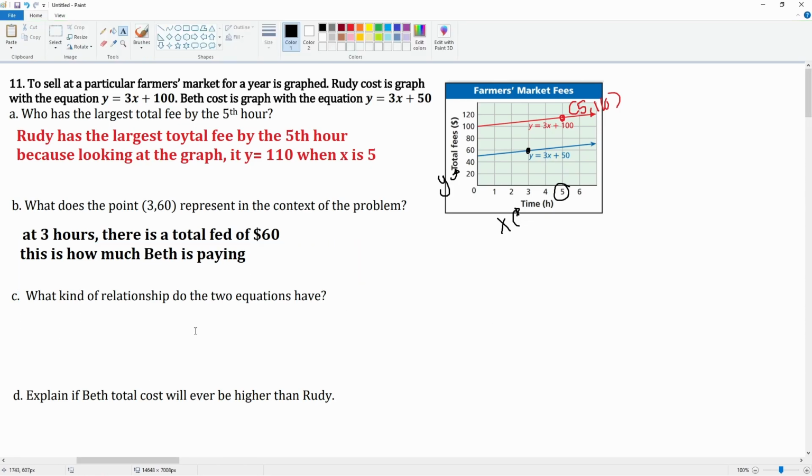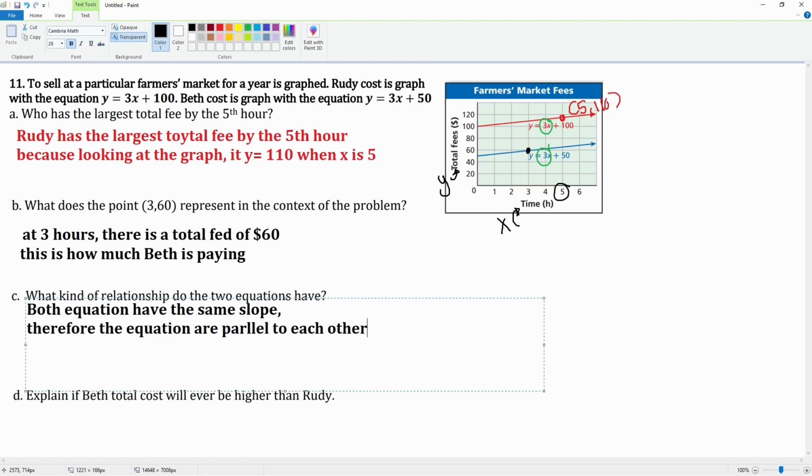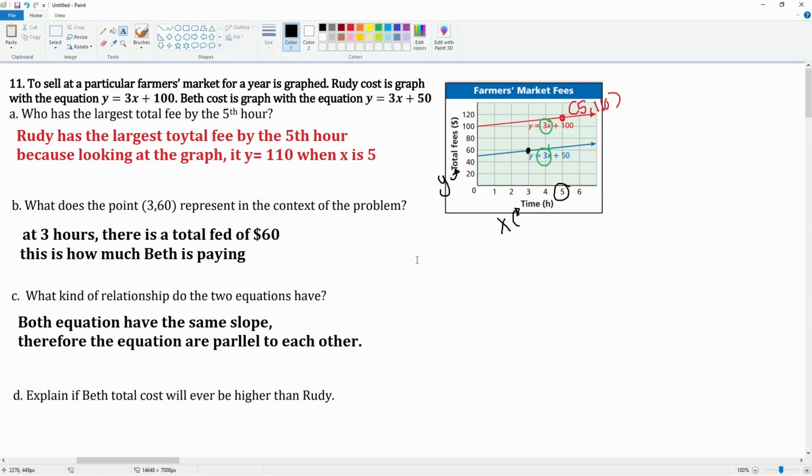What sort of relationship do these two equations have? So you should just take a look at the equation. Here the slope is 3, the slope is 3, so we can say that both equations have the same slope. Therefore, the equations are parallel to each other. Okay, that is the relationship that they have. They are parallel to each other.